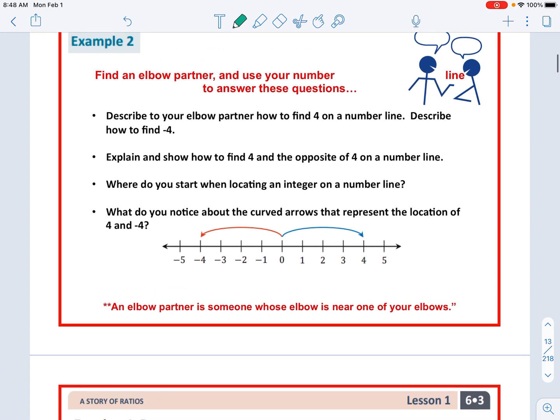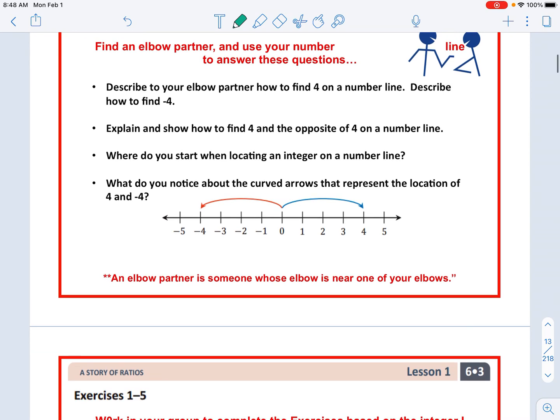It says, find an elbow partner and use your number line to answer these questions. How do you find 4 on a number line? Describe how you find negative 4. Explain and show how to find 4 and the opposite of 4 on a number line. Where do you start when locating an integer on a number line? And what do you notice about the curved arrows that represent the location of 4 and negative 4?